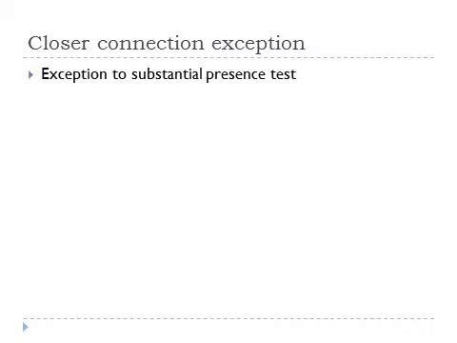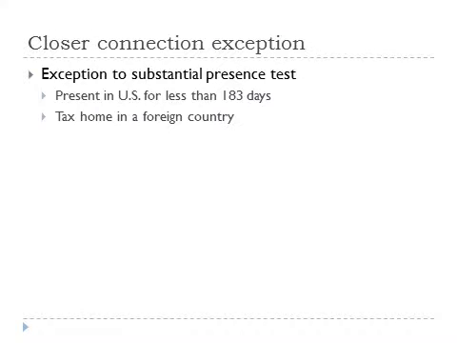Even though a foreign individual may meet the substantial presence test in the current year, the person may be able to defeat resident status. As an exception to the substantial presence test, if the taxpayer is present for less than 183 days in the tax year, has a tax home in a foreign country during the year, and has a closer connection to that country than to the United States, the person is not a U.S. resident.